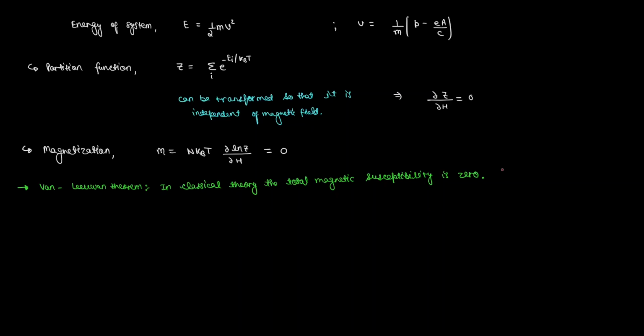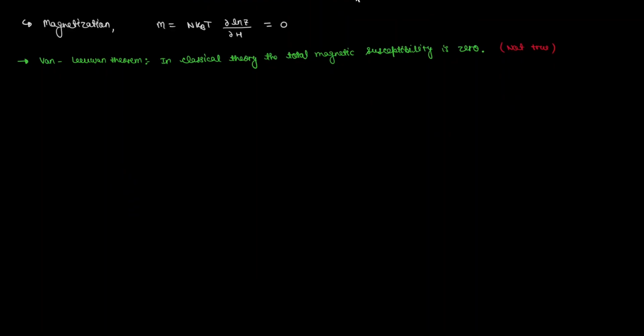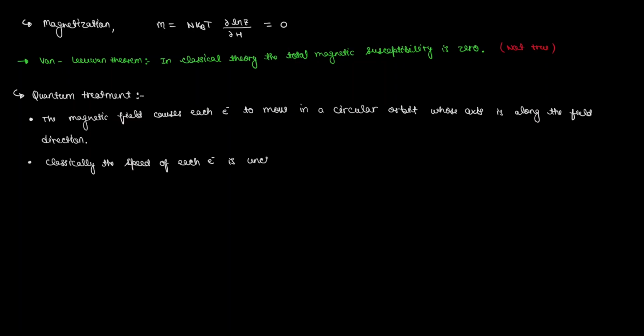However, quantum theory does lead to a non-zero value of the orbital susceptibility of the conduction electrons. The reason for the difference between the classical and quantum mechanical results may be understood from the following physical arguments. The magnetic field causes each electron to move in a circular orbit whose axis is along the field direction. However, classically the speed of each electron is unchanged and hence the energy is also unchanged. So therefore the susceptibility is 0.